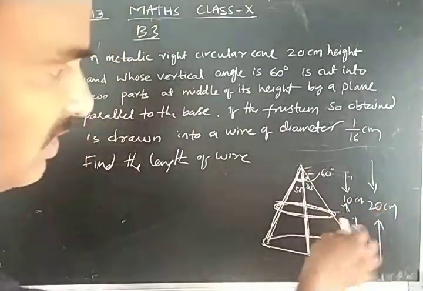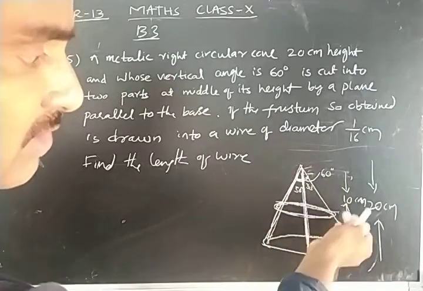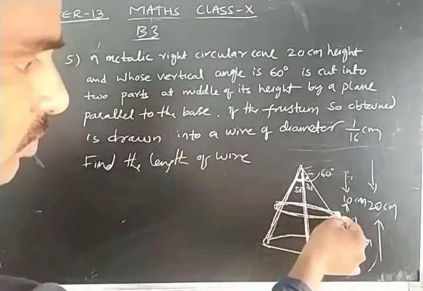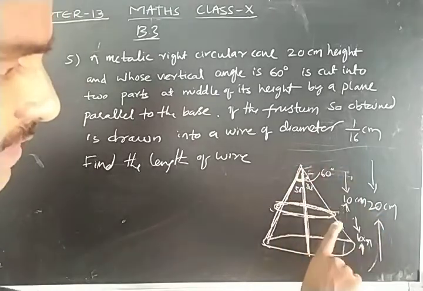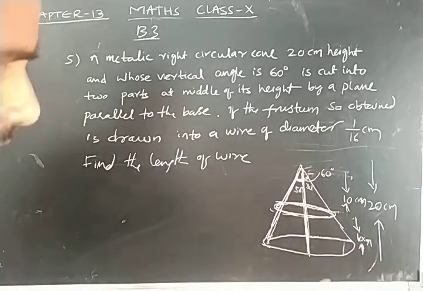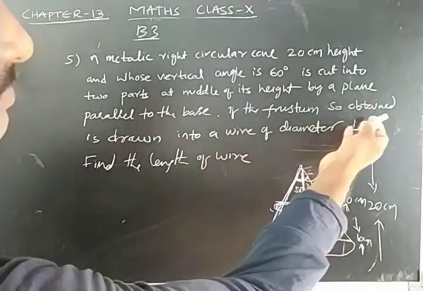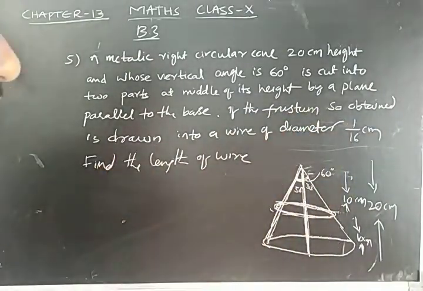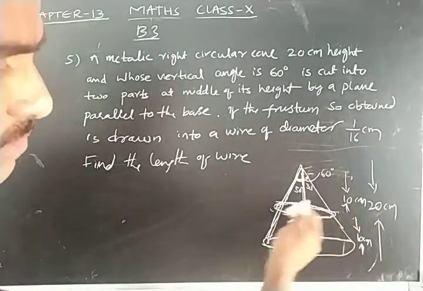Why? Because we are dividing the cone into two parts, smaller cone and frustum, at the middle of the height. So using the plane we are cutting here. Smaller cone height will be 10 centimeters, frustum height will be 10 centimeters. And the frustum so obtained is one part we got, the frustum of the cone.